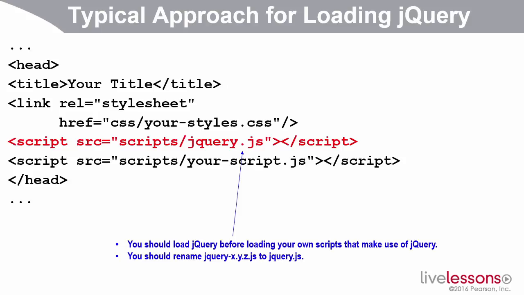Okay, so a typical approach, a typical HTML page that uses jQuery looks something like this. You probably start by loading some style sheet, as we saw in an earlier section. After you load the style sheet, you load jQuery, usually from a subfolder. But notice that that's not the actual file name that you downloaded from jQuery.com. The actual file name is jQuery-2.x.y, maybe with a -min on the end, but you've renamed it.